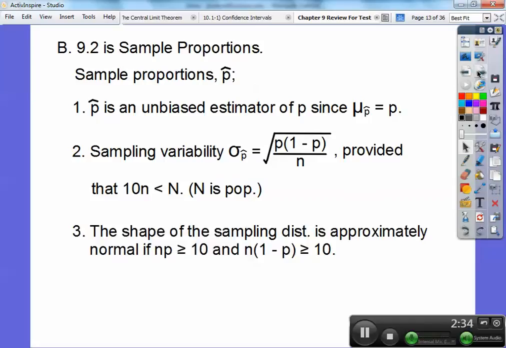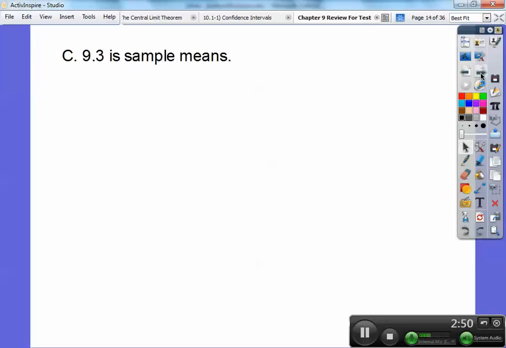So the shape of the sampling distribution is approximately normal if n times p, this is my sample size times my proportion, is greater than or equal to 10, and n times 1 minus p is also greater than or equal to 10. Then the sampling distribution is approximately normal.